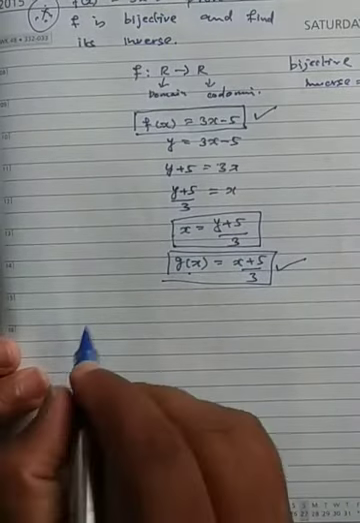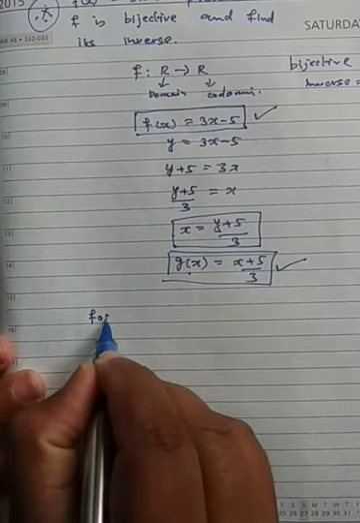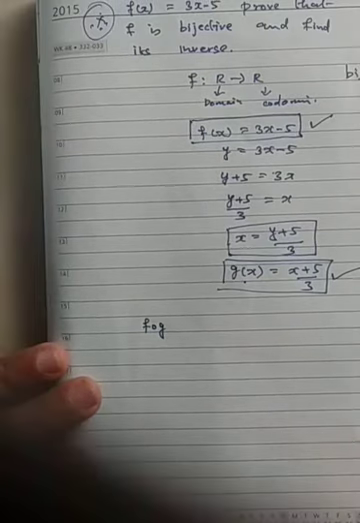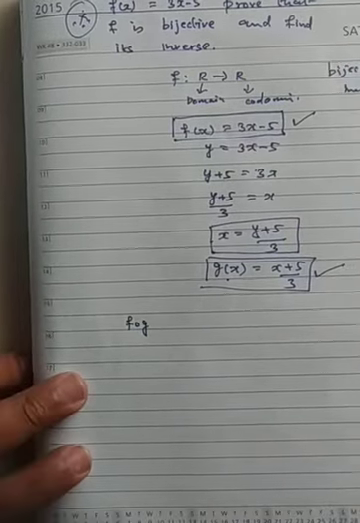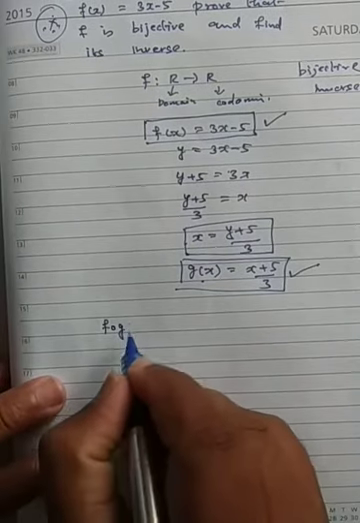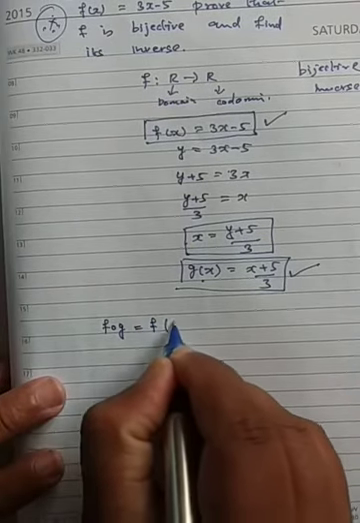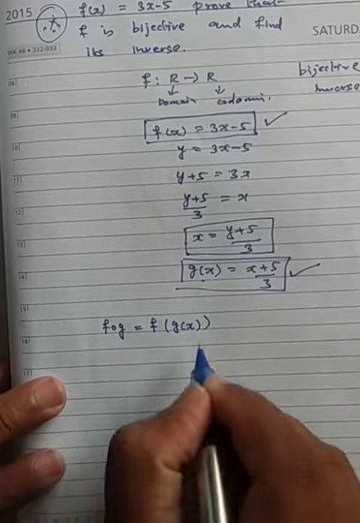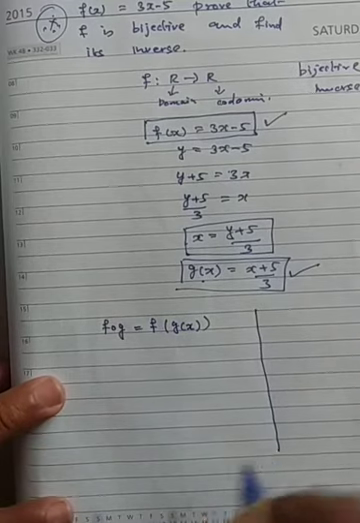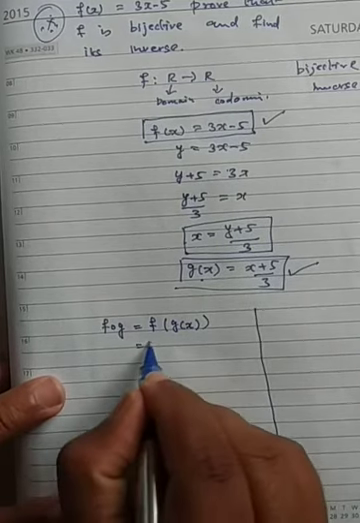So first I am going to do f circle g. What I am going to do here? f circle g I am going to do here. Keep that in mind. f circle g means f of g of x. This one way I will do. What is g of x here?